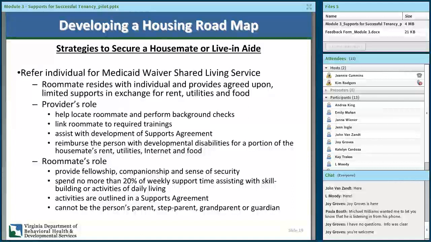The roommate in shared living provides basic fellowship and companionship and helps the individual achieve a sense of security inside and outside the residence. The roommate is not responsible for the person's medical or habilitative care, health, welfare, or development. The roommate spends no more than 20% of his or her weekly support time assisting with personal care and routine daily tasks, such as meal prep, light housework, and assistance with taking medications. The roommate's activities with the individual are outlined in a supports agreement. Also, a roommate cannot be the person's parent, step-parent, grandparent, or guardian.